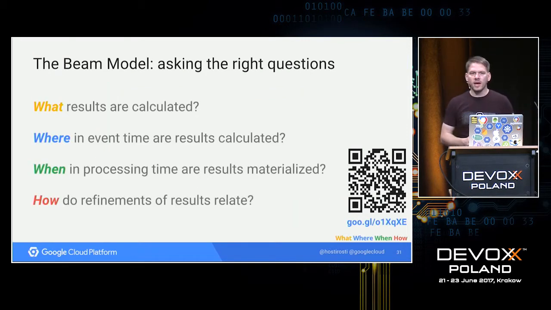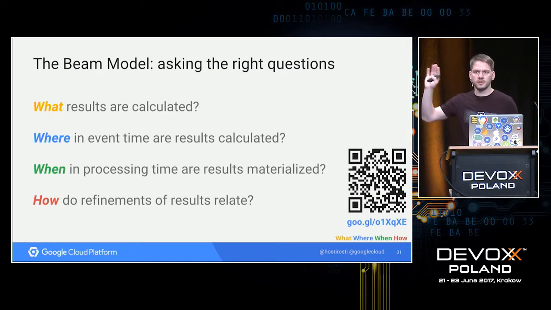Now, how can we actually get the correct results from this continuous data, which might sometimes be delayed? In Beam, we formulate around 4 questions that we ask to get the right answers out of our data. The first is what results are calculated. That is what you're used to from Hadoop or MapReduce jobs: what grouping are you doing, what aggregation are you doing? That's basically your calculations.